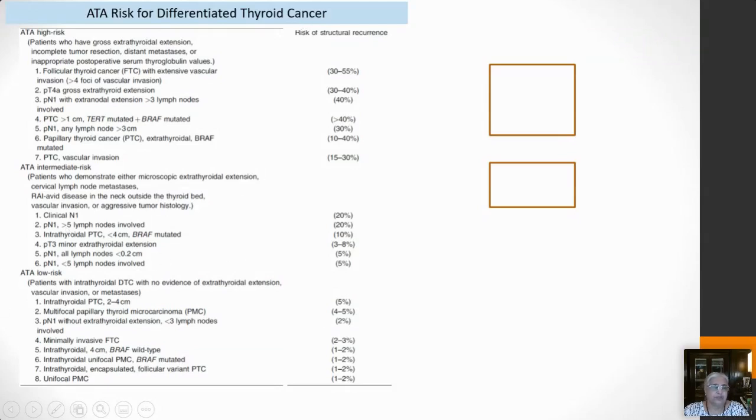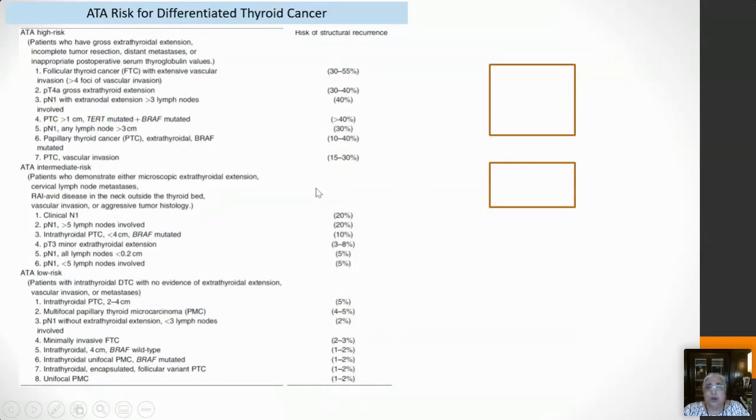And just look at the bottom of the screen. You will see over here that patients with intrathyroidal differentiated thyroid carcinomas, and that means all thyroid carcinomas, including papillary carcinomas, it doesn't include just encapsulated lesions, with no evidence of extrathyroidal extension, vascular invasion or metastasis, just look at the recurrence rates. They are extremely low. So these are very low risk tumors as opposed to the really high risk tumors where there is gross extrathyroidal extension, the tumor has not been resected well, etc., etc.